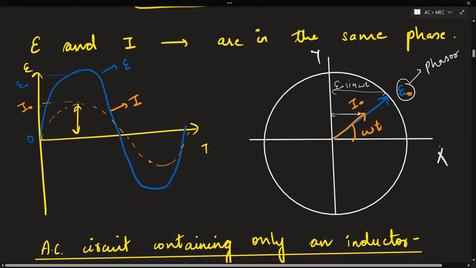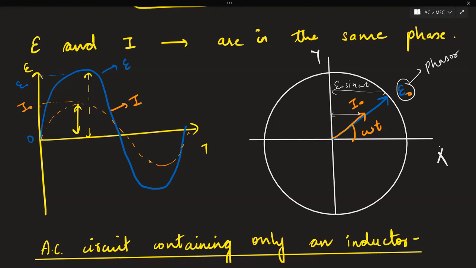This difference that is coming means the amplitude is different. Amplitude can be different, it can have a different value. But in case of the phase, both are starting from zero, from the origin. So it means they are in the same phase. Now, for the circuit containing only an inductor.